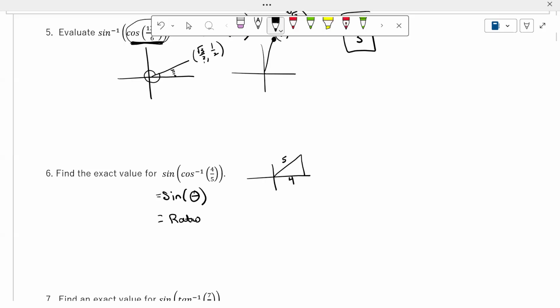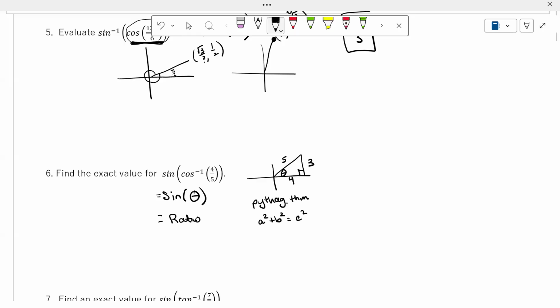Pythagorean theorem says the opposite leg here is 3. Okay? Just in case you forgot what it was: leg squared plus leg squared equals hypotenuse squared. Now, inverse cosine ideally would give us that angle.